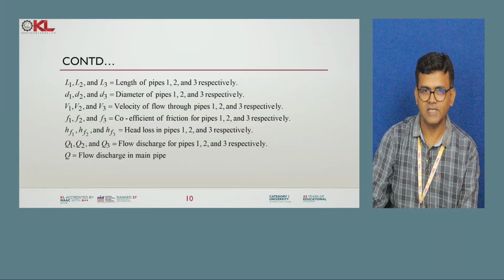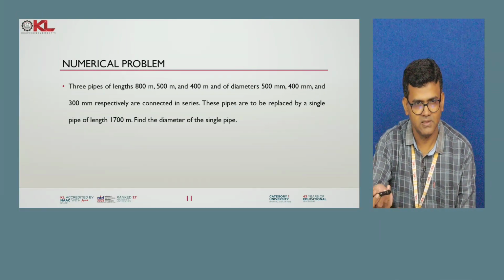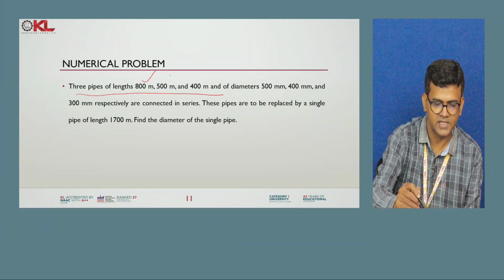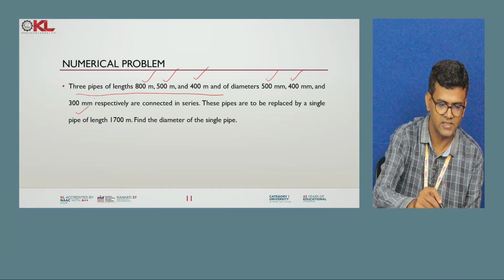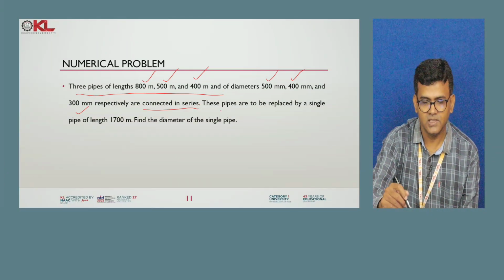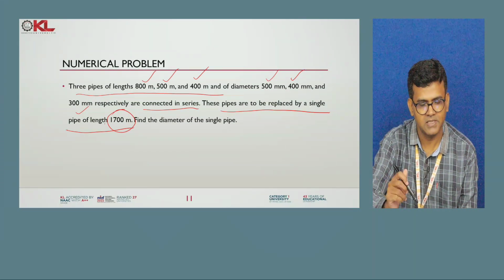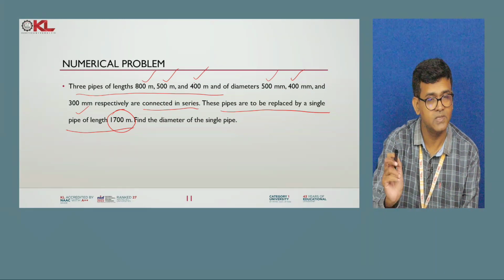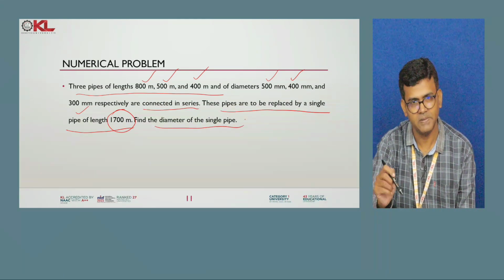For example, we can see a numerical problem based on pipes connected in series and parallel and the equivalent pipe. Three pipes are given, with lengths 800, 500 and 400 meters and diameters 500, 400 and 300 mm, connected in series. These pipes are replaced by a single pipe having a length of 1700 meters. So this 1700 is equal to 800 plus 500 plus 400. Find the diameter of the single, equivalent pipe.